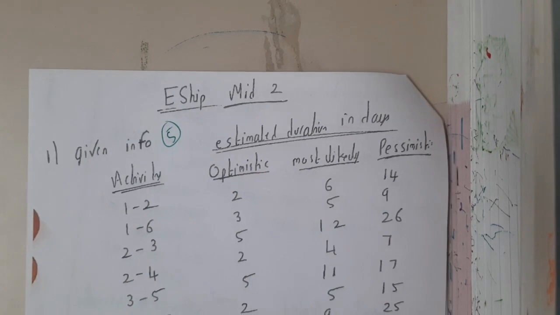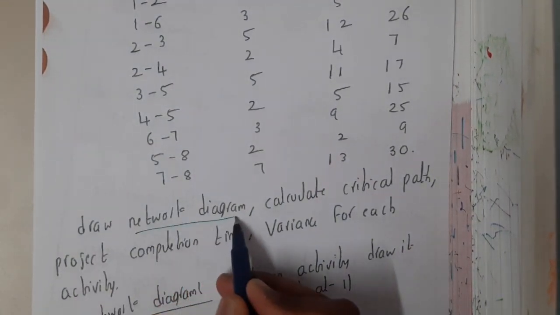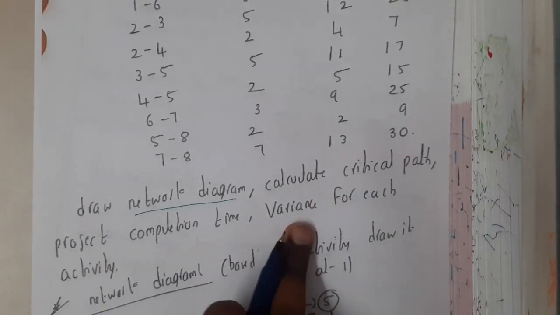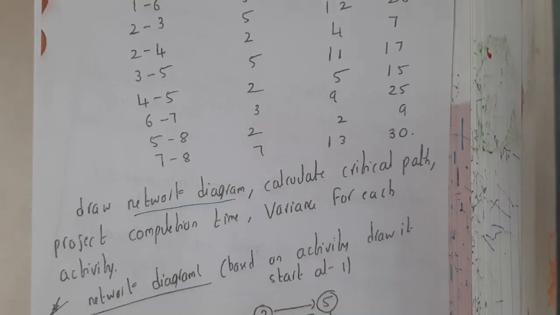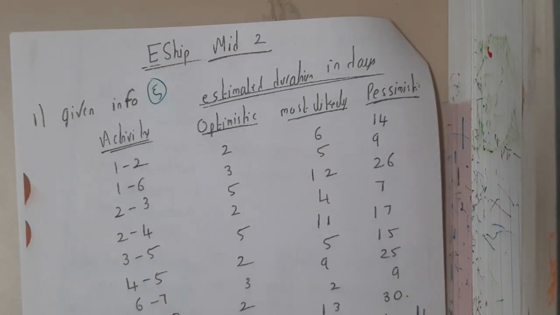So let us meet in the next lecture and solve a problem in which we will be finding the network. We will be drawing the network diagram, calculating the critical path, the project completion time and variance. These are the few terminologies which we will be seeing in questions, guys. I hope everyone got a clear idea. So in the next lecture let us discuss.